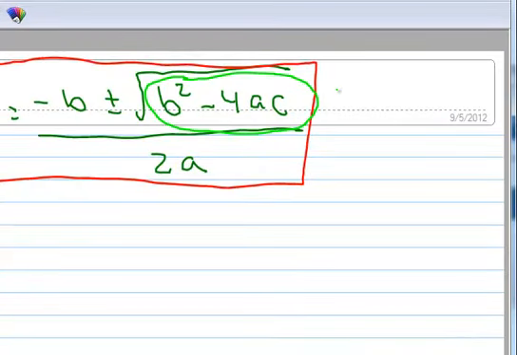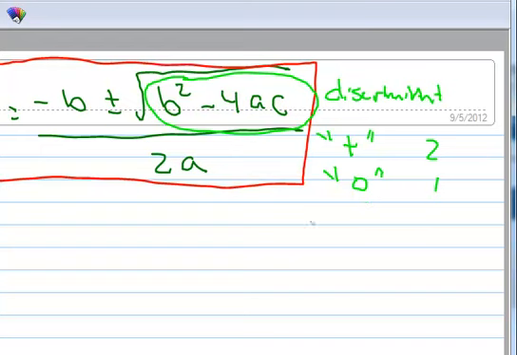This piece is also known as the discriminant. And if you calculate just that piece, and you get something that's positive, you know you have two solutions. If you get something that's 0, you know you have one solution. If you get something that's negative, then you have 0 real solutions. They're actually going to be complex solutions. We will deal with that in the next section.